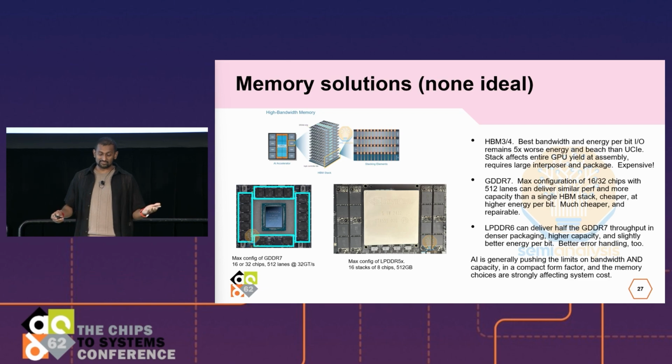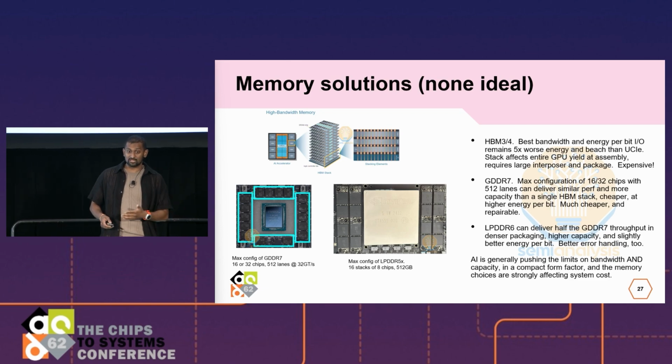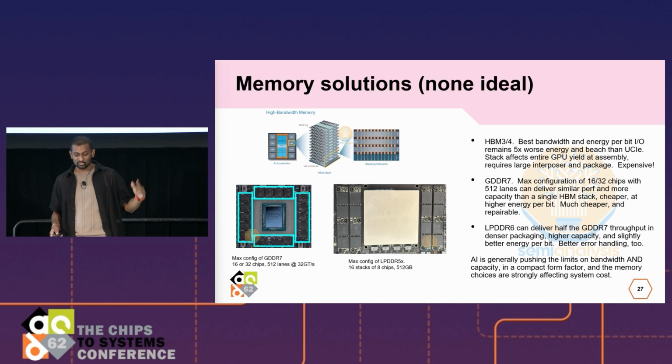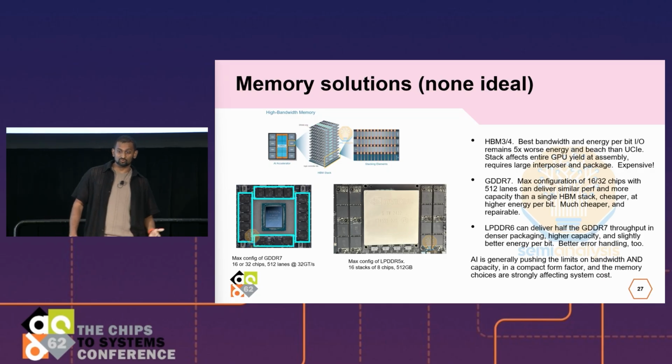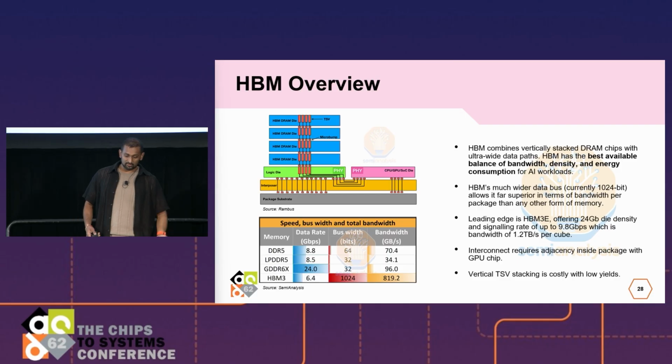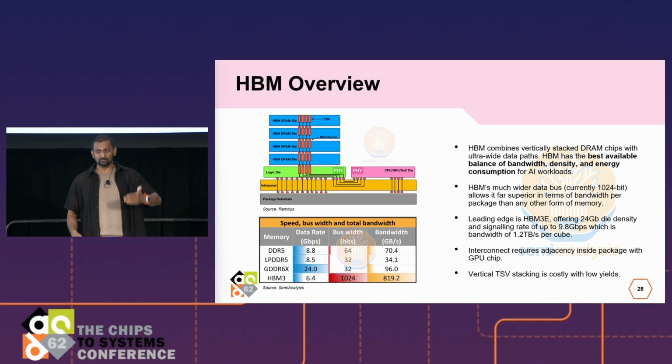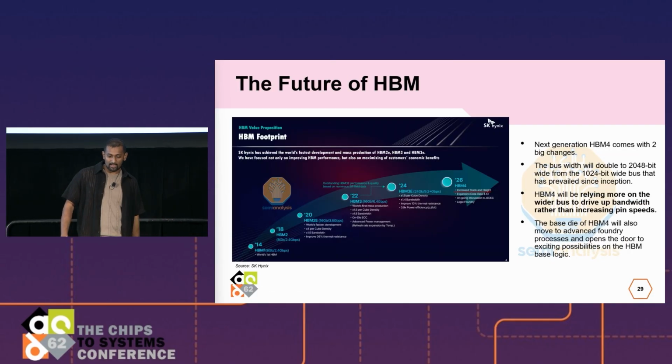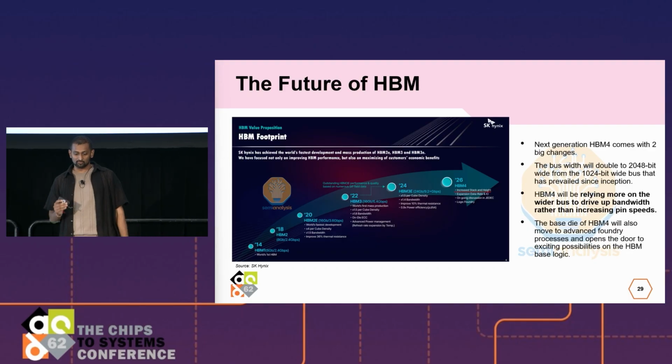So if you want terabytes a second of memory bandwidth, you either just have to give up on all your networking capabilities, or you have to go to this extremely costly HBM. HBM stacked memory is very costly because the stack yields drop as you stack these dies. But the interesting thing is what's happening with the future of HBM, right?